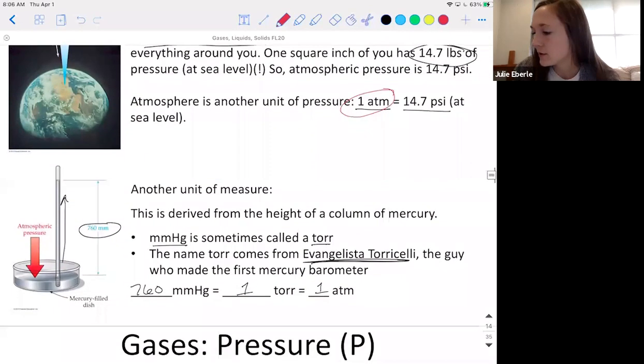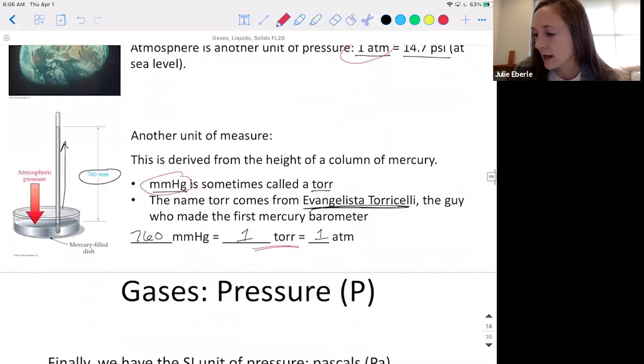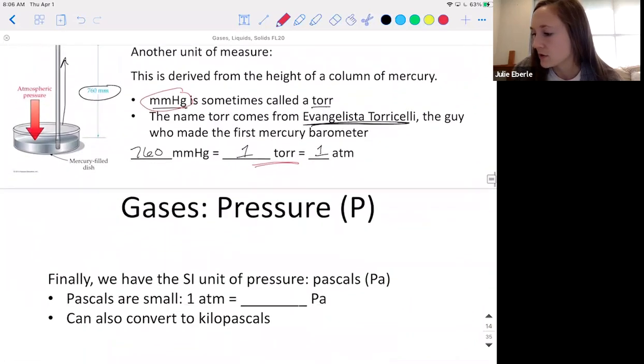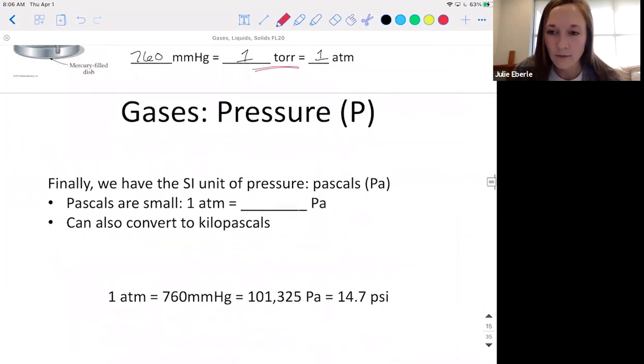And then we introduced millimeters of mercury. The nickname for millimeters of mercury is a torr. They honored the guy who came up with it. So there's the relationships for that. I'm going to introduce the last one, and then we're going to do a conversion problem, just so you're a little bit more comfortable with these units.